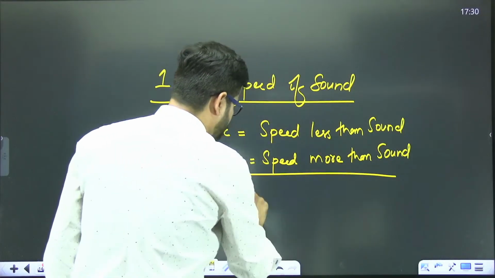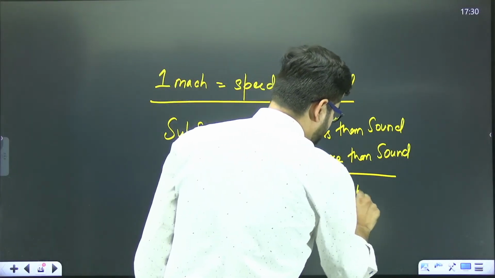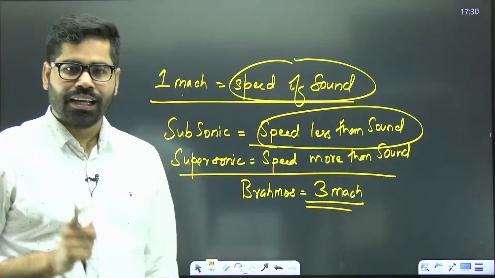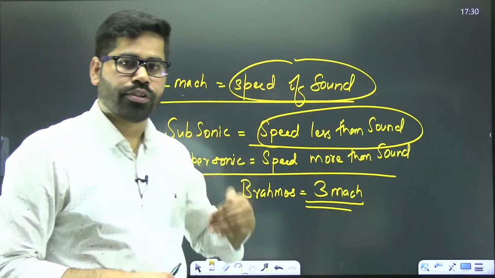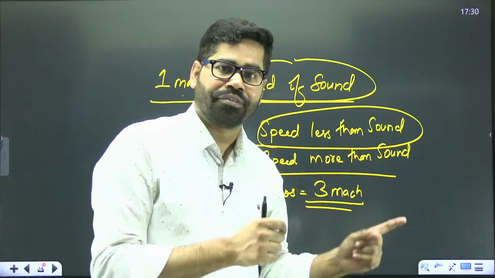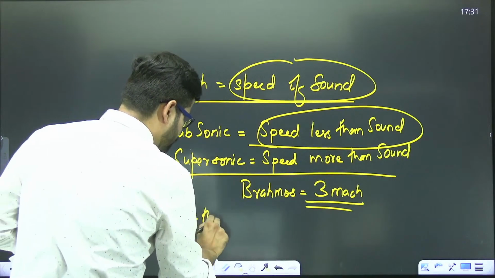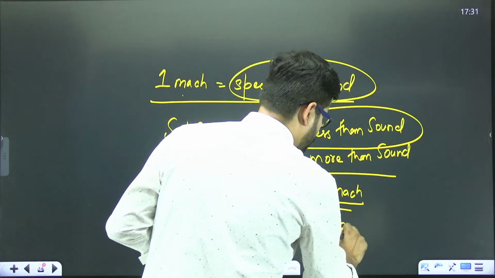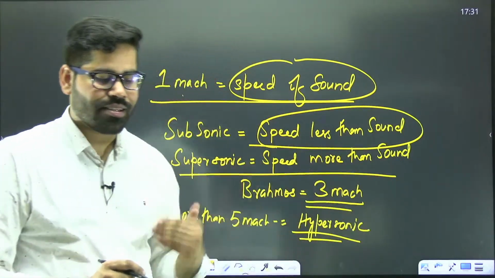So in the case of Brahmos, we have a speed of 3 Mach. So it is definitely greater than the speed of sound. The speed of sound is 1 Mach. So when the speed of a missile is 3 Mach, it is 3 times the speed of sound. That's why it is called supersonic. If it is 5 Mach or greater, then it is called hypersonic. I hope that is clear: what is Mach, and what is subsonic and supersonic.